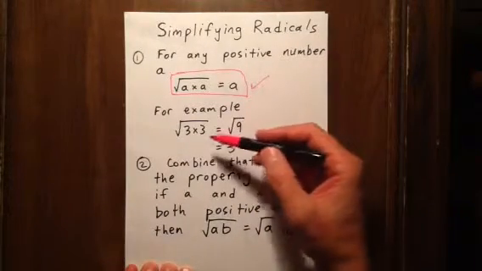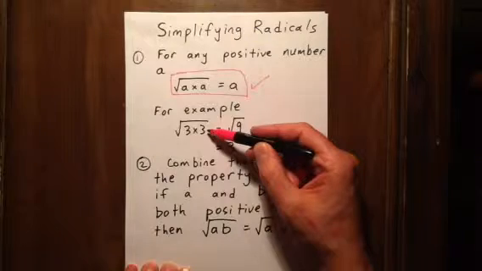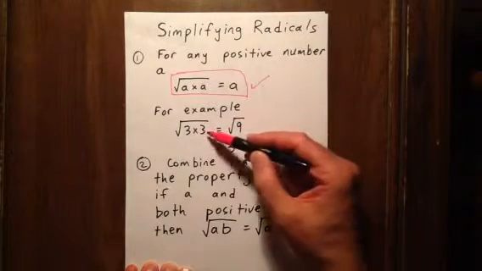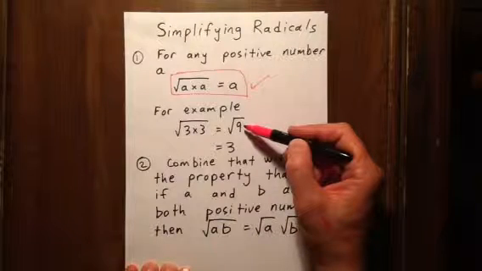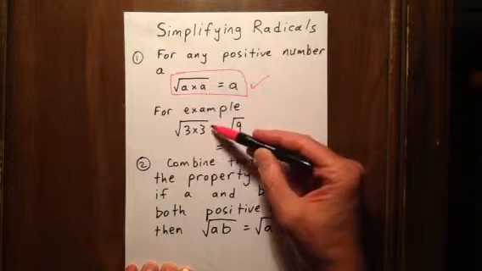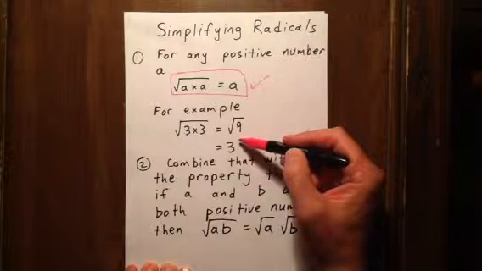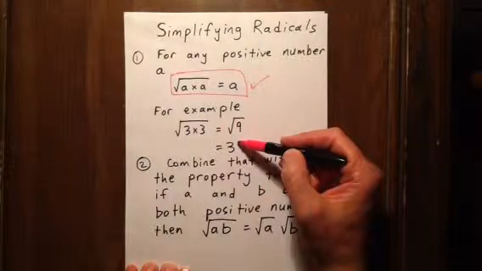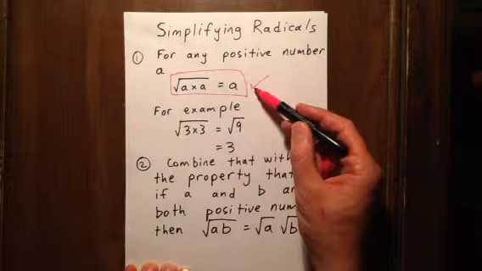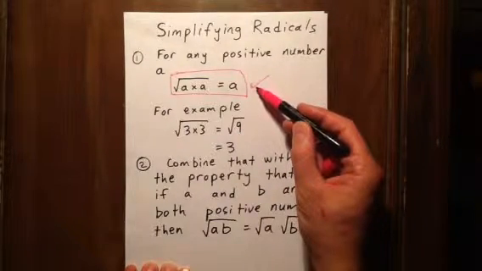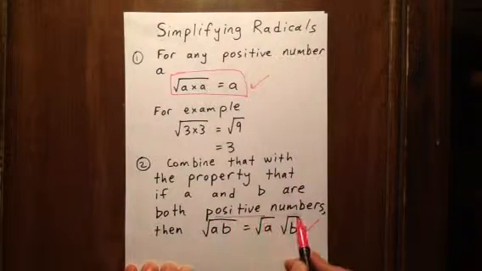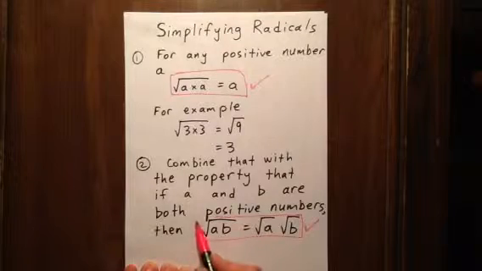So, for example, the square root of 3 times 3 is equal to the square root of 9, because 3 times 3 is 9. Well, what is the square root of 9? It's 3. So we see here that the square root of 3 times 3 is 3, and therefore we can glean from that that the square root of a times a will be a, anytime a is a positive number.